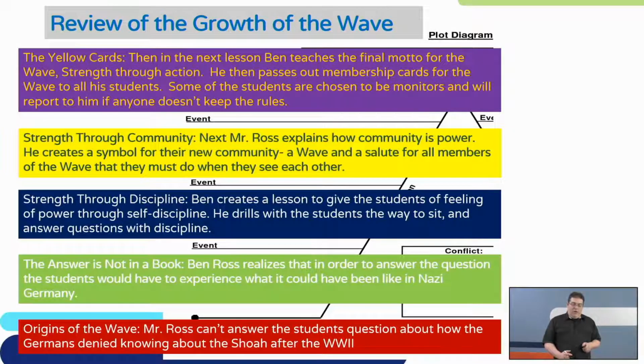Next, the yellow cards. In the next lesson, Ben teaches the final motto, the final saying for the wave, strength through action. Then he passes out membership cards for the wave to all of its students. Some of the students are chosen to be monitors and report to him if anyone doesn't keep the rules. So now he's got discipline, he's got community, and he's got action, with people like a secret police, secret monitors, checking up on the other members of the wave. Okay, let's continue. And he did it all in 3 days. That's how fast this is moving.